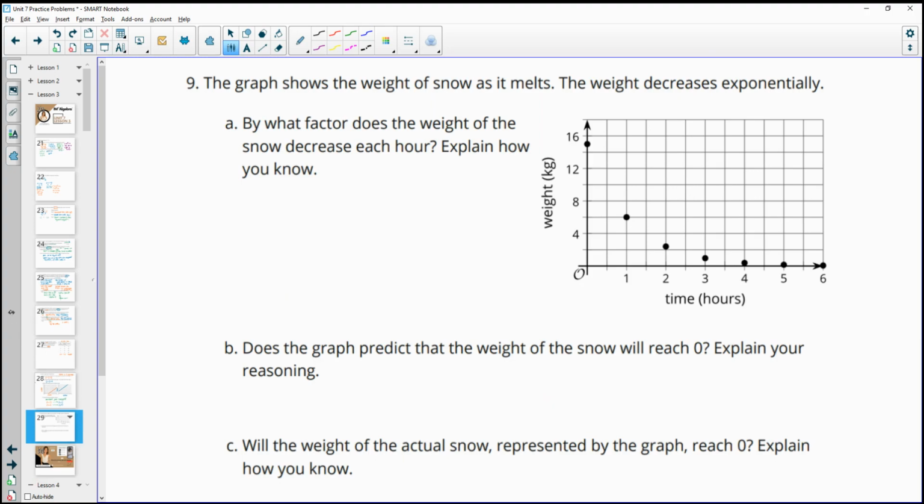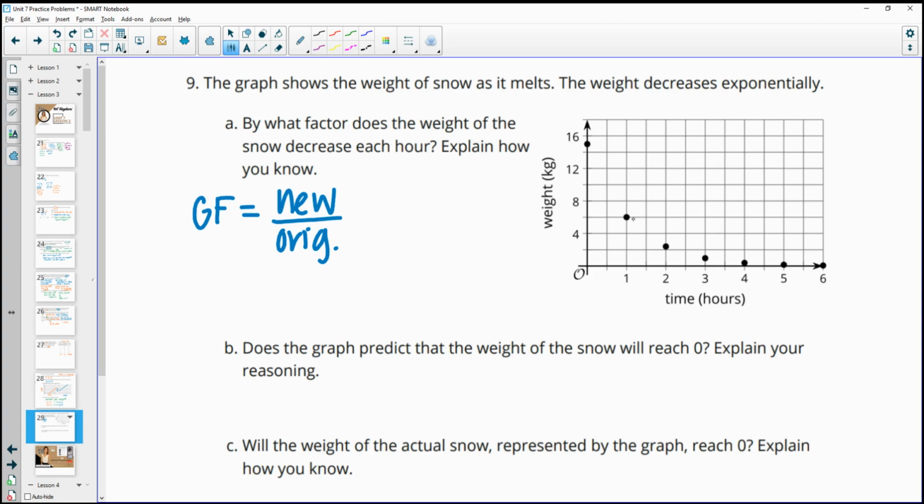Number 9, the graph shows the weight of snow as it melts. The weight decreases exponentially. By what factor does the weight of the snow decrease each hour, and explain how you know? So we can find the growth factor by looking at the new amount over the original amount, or a second value over a first value. I just like to do it as scale factor, similar to what you'll do in geometry.